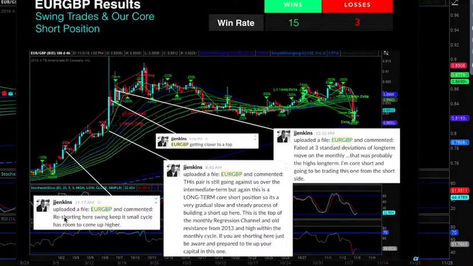So this is our timestamps, guys. I'll try to go through this as quick as I can. But here we are in euro versus the pound. So we talked about here, reshorting, swing trade. Keep it small. The cycle has room to go higher.